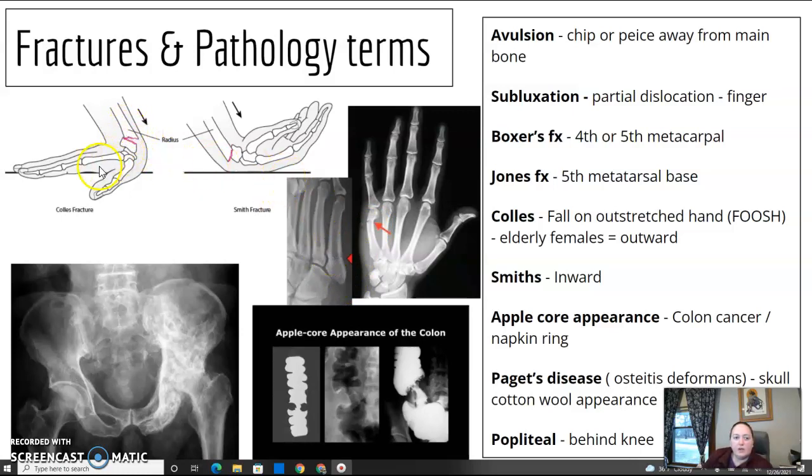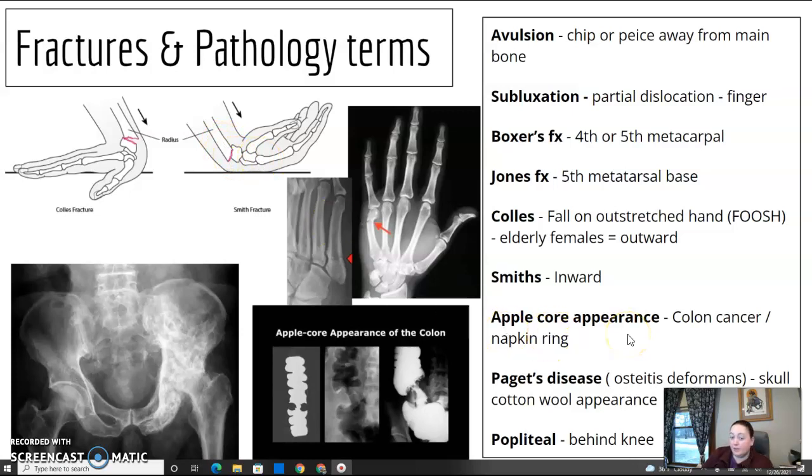Let's see, Colles' fracture versus Smith's. One is outward, one is inward. The Colles' is what you're going to see most commonly on elderly females. They're going to fall with that outstretched hand. I don't know if you've ever seen this abbreviation, but that's FOOSH. And the Smith's is the reverse.